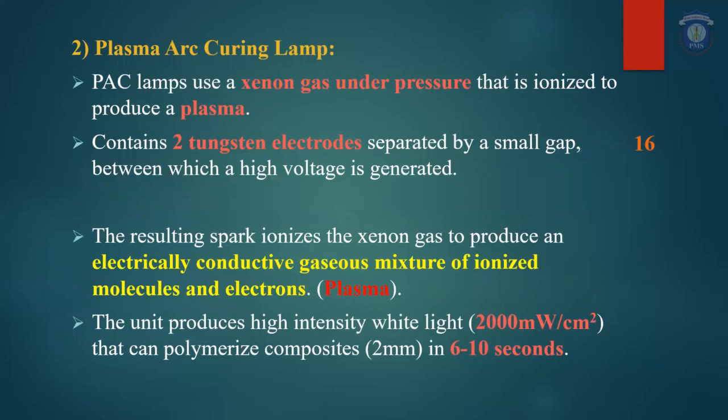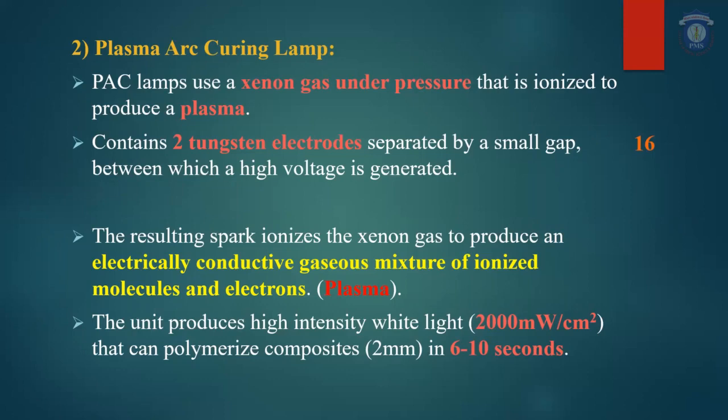Like the clinical usage time is less when you compare with the latest advances, and the need for using a fan to dissipate heat. So all these were certain drawbacks that the clinicians noticed. So the next generation curing lamps were named plasma arc curing lamps.